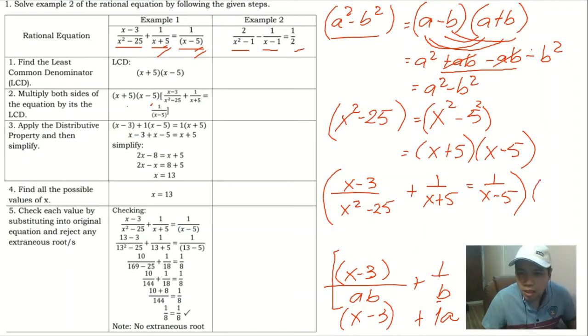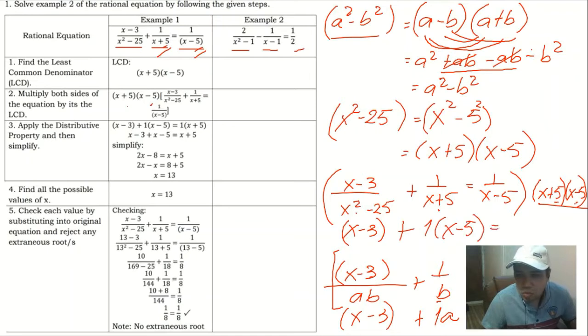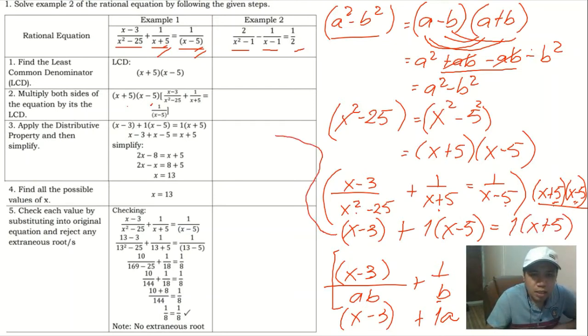If we will try to multiply both sides by the LCD, so, ito, since factor niya ito, makakancel na to, kaya matitira is x minus 3. Parenthesis muna, plus, itong dalawa, divided by x plus 5, matatanggal si x plus 5, matitira si x minus 5. So, 1 times x minus 5 equals to, ito ulit, divided by x minus 5, matitira si x plus 5, kaya ang mangyayari is 1 times x plus 5. Then, proceed na tayo sa simplification. So, mula dito, ito ay mapupunta dito.